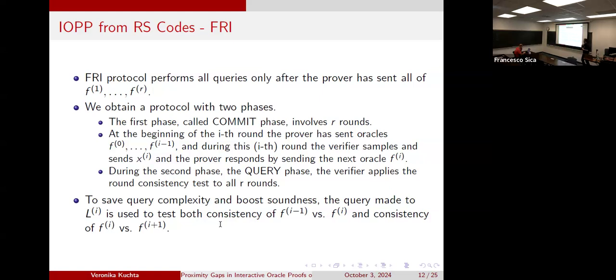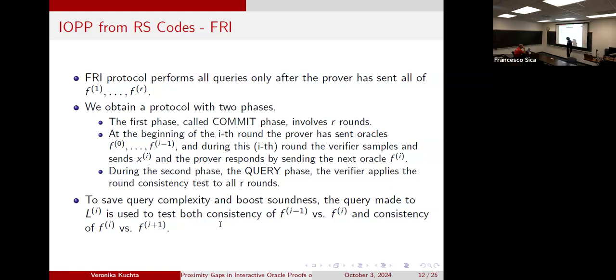In the first phase, the prover basically commits to the initial polynomial, right? And then reduces it to a lower subdomain, computes a new polynomial, and so on. So the first phase is called the commit phase. It involves R rounds. At the beginning of the ith round, the prover has already sent the proof oracles F0 to Fi minus 1, right? These are the polynomials F0 to Fi minus 1. And during the ith round, the verifier samples Xi, and the prover responds by sending the next Fi.